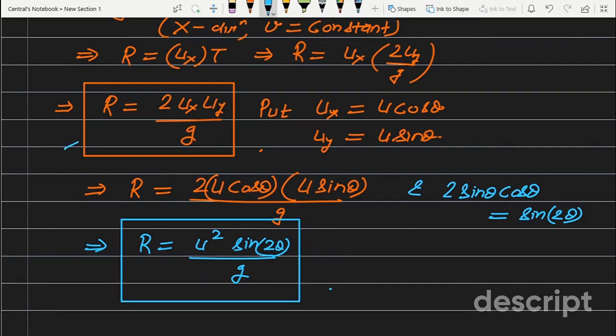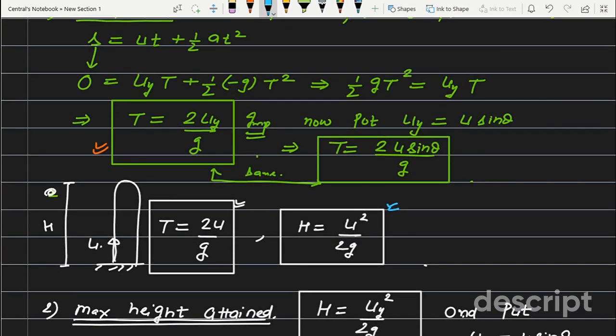So keep this in mind too. These two formulas are the same. So today we have discussed the formulas for time of flight, maximum height and horizontal range for a ground to ground projectile.